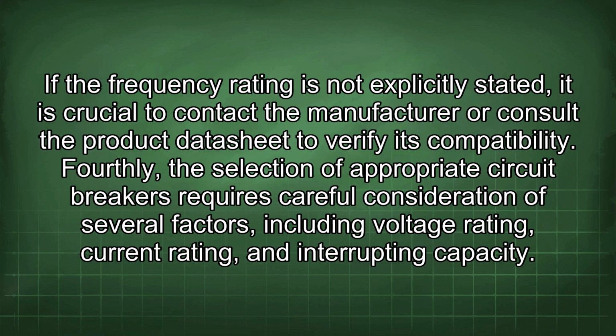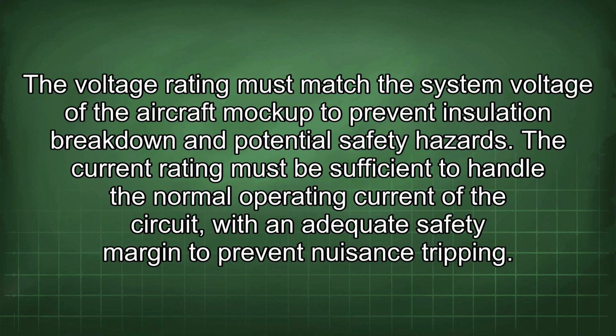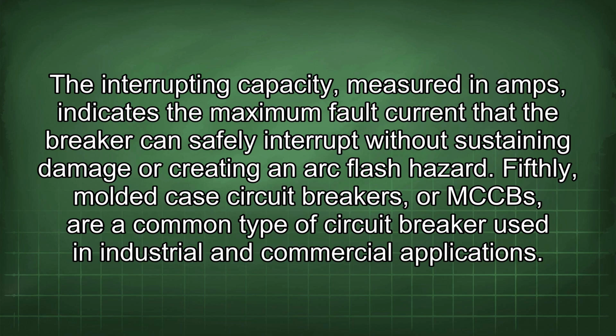Fourthly, the selection of appropriate circuit breakers requires careful consideration of several factors, including voltage rating, current rating, and interrupting capacity. The voltage rating must match the system voltage of the aircraft mock-up to prevent insulation breakdown and potential safety hazards. The current rating must be sufficient to handle the normal operating current of the circuit, with an adequate safety margin to prevent nuisance tripping. The interrupting capacity, measured in amps, indicates the maximum fault current that the breaker can safely interrupt without sustaining damage or creating an arc flash hazard.